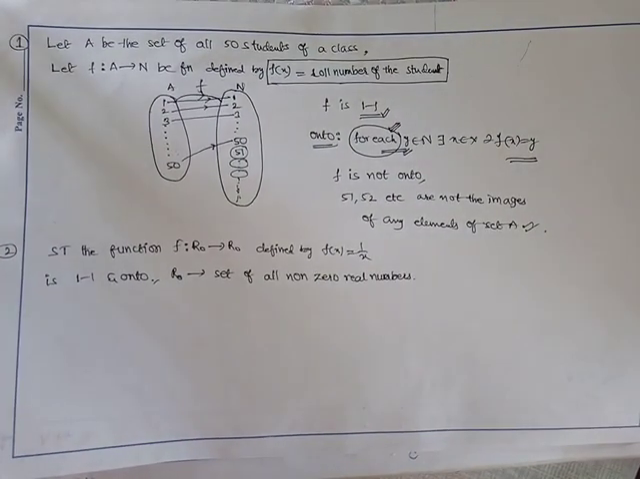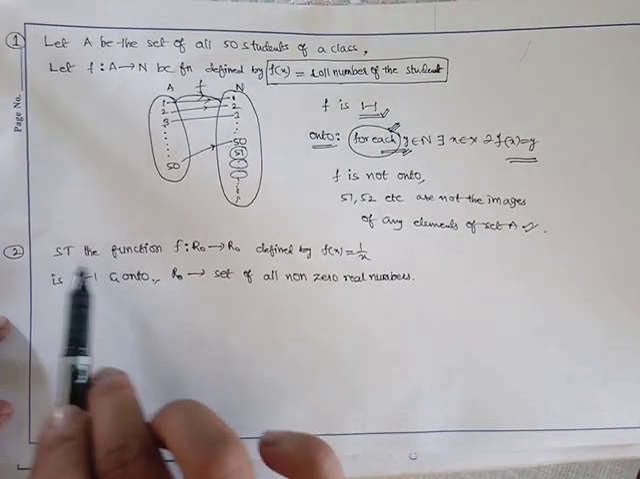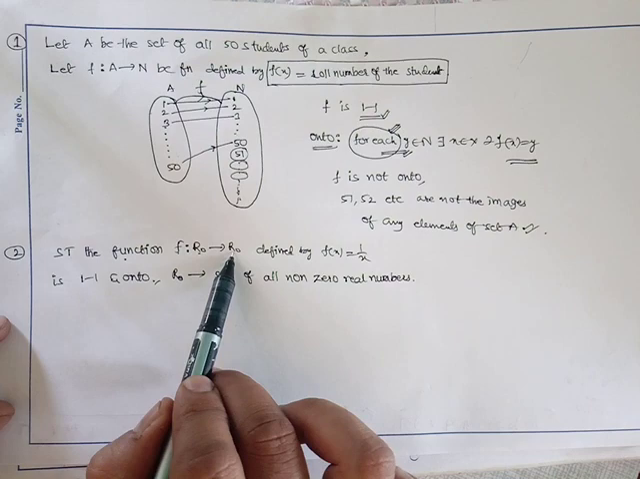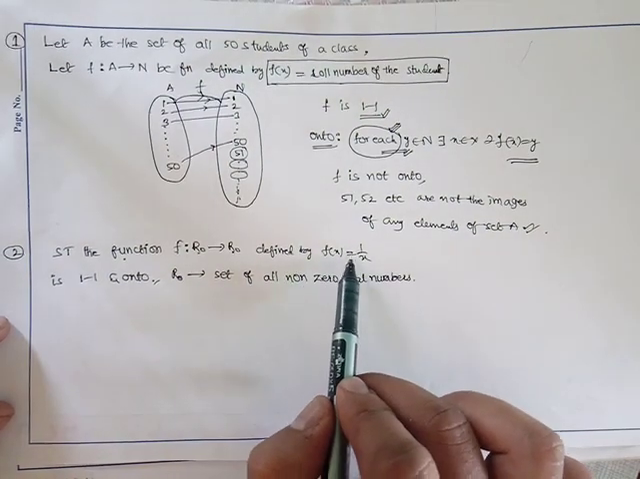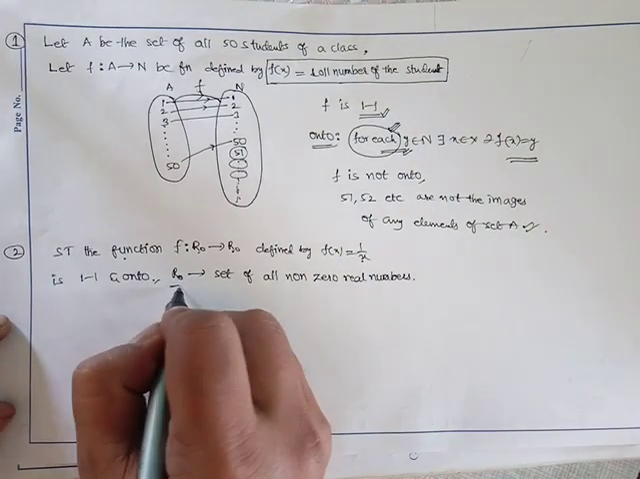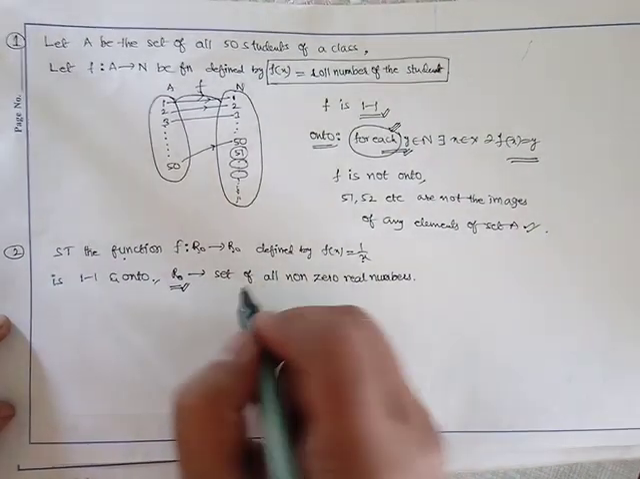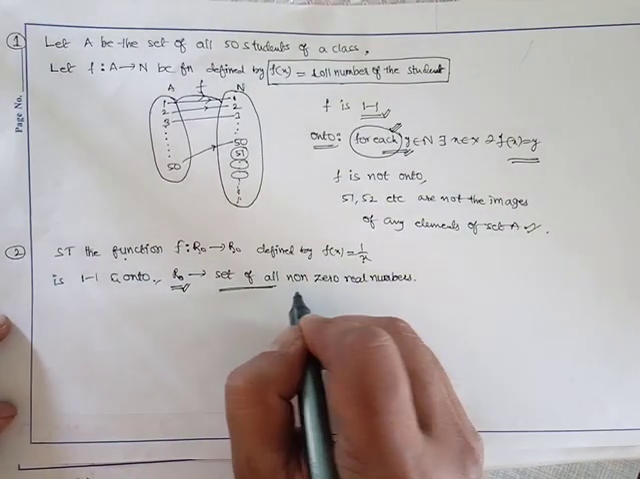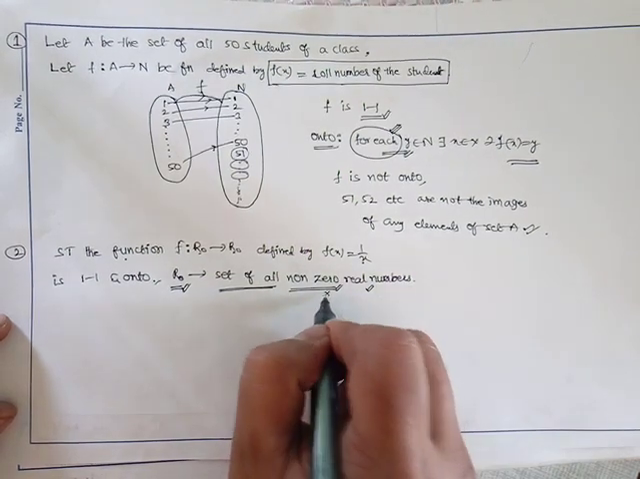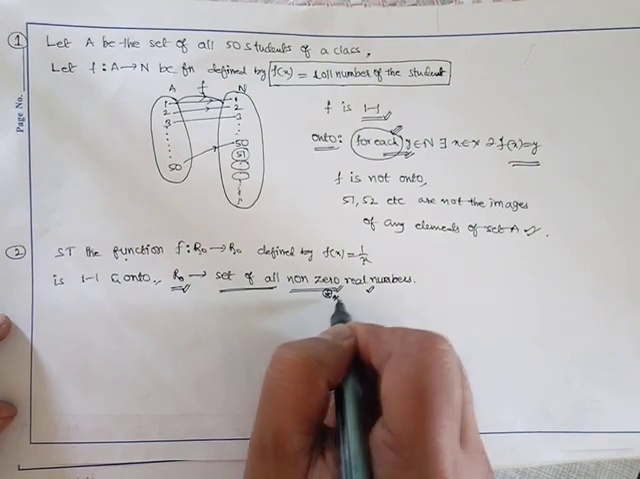Now coming to the second question: show that the function f mapping from R0 to R0 defined by f of x is equal to 1 by x is one-one and onto. And what is meant by this R0? R0 is indicating the set of all non-zero real numbers. So non-zero, zero is not included here.